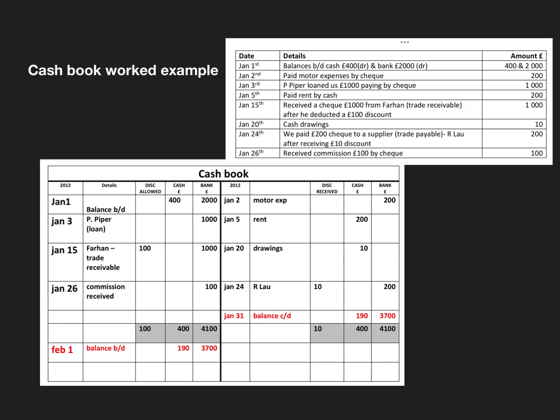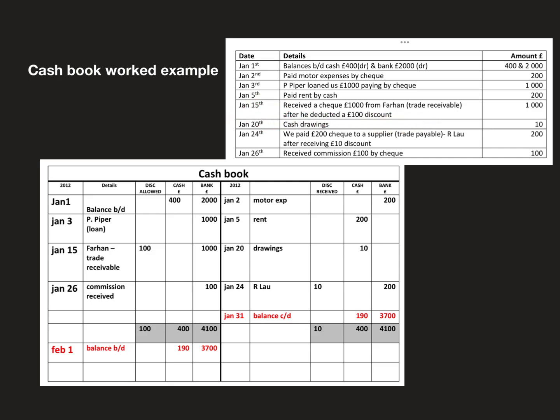The Alice rule still does apply, so we still need to remember the Alice rule. Every single transaction leads to the creation of two ledger accounts. One account is debited, the other one is credited.